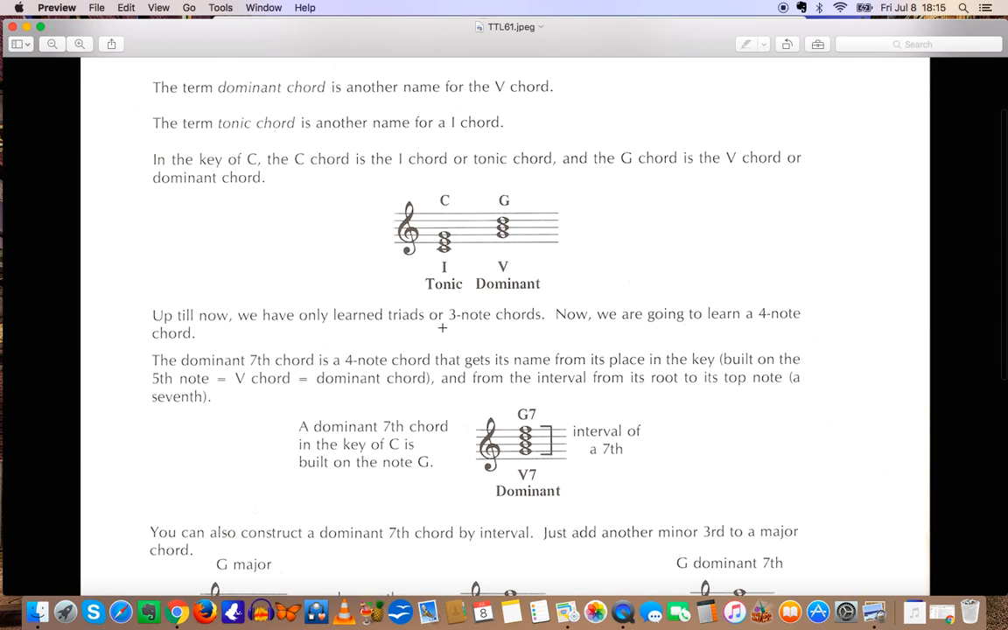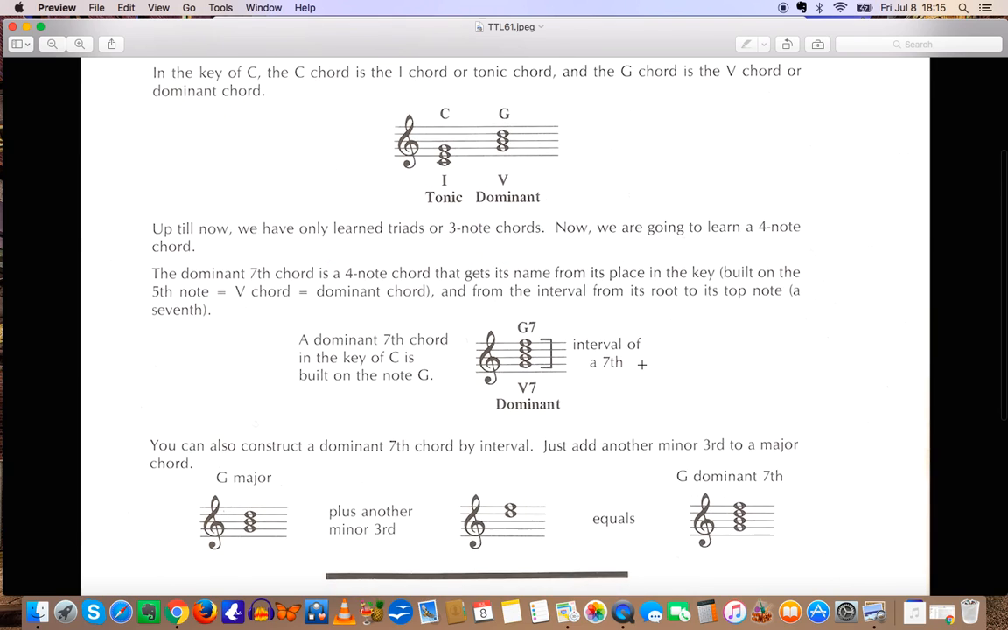Up till now, we have only learned triads, or 3-note chords. Now we're going to learn a 4-note chord. The dominant 7th chord is a 4-note chord that gets its name from its place in the key, built on the 5th note, the 5 chord, the dominant chord, and from the interval from its root to its top note, a 7th. So here you have the dominant chord with a 7th on top of it.